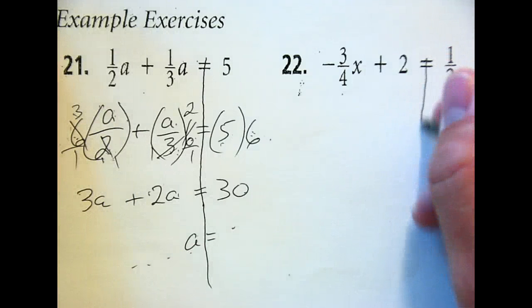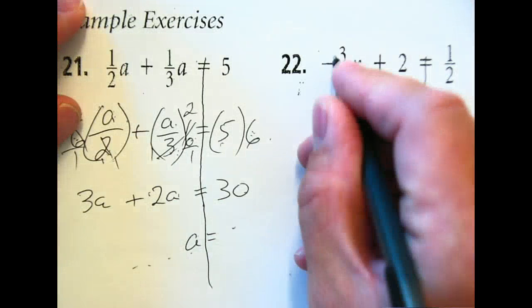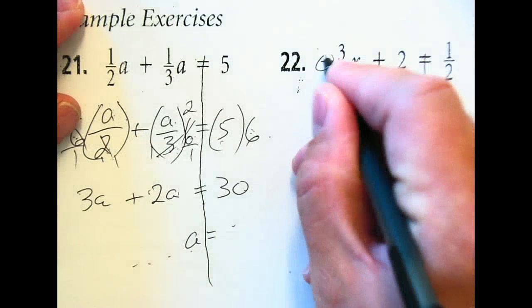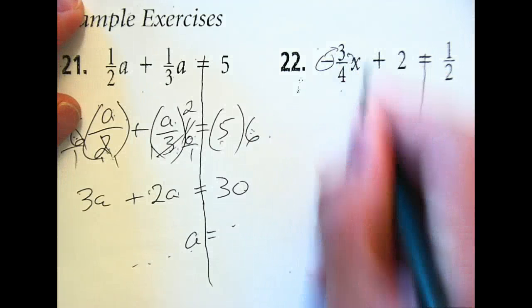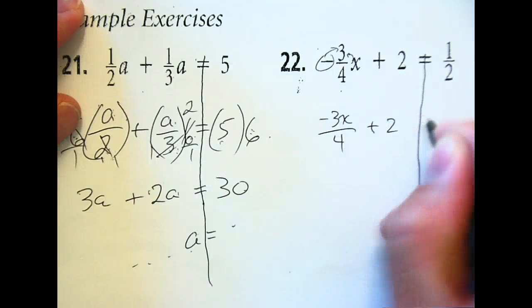Okay, I want everyone to try number 22. First, set it up correctly. Attach the pieces where you need to. And then multiply by your common denominator. Attach this. Remember, I'm going to bring the negative up to the top. I'm going to bring the x up to the top. So this becomes negative 3x over 4 plus 2 equals 1/2.